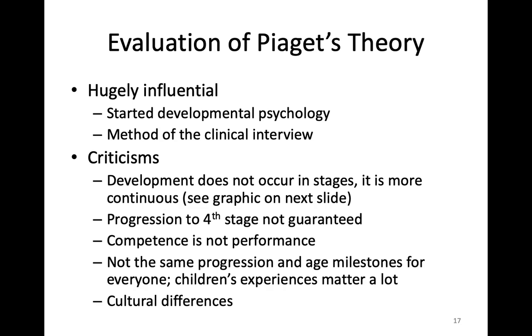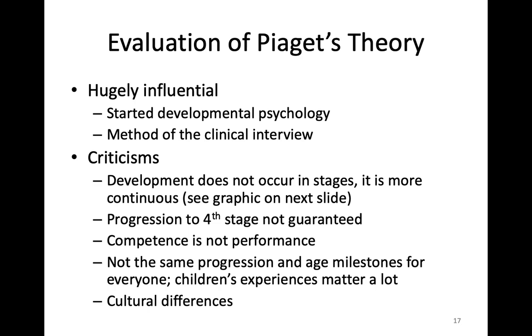Another criticism is that progression to the 4th stage is not necessarily guaranteed. So that's this formal operational stage. Some research has shown that quite a few, as in 40 to 60% of college students, fail at many formal operational tasks like deductive reasoning. Other research has said that only about 1/3 of adults ever reach the formal operational stage as proposed by Piaget. So that's a big thing. Quite a few people don't get to this stage 4.